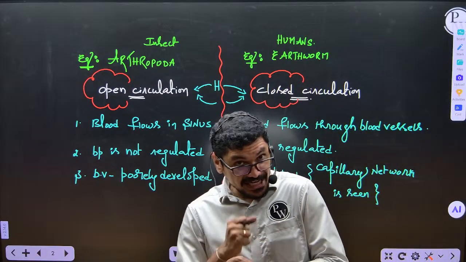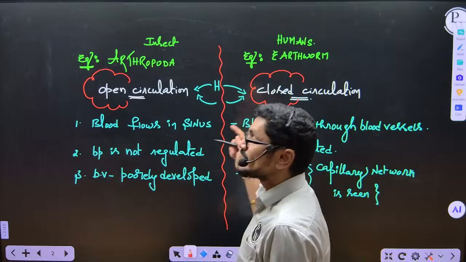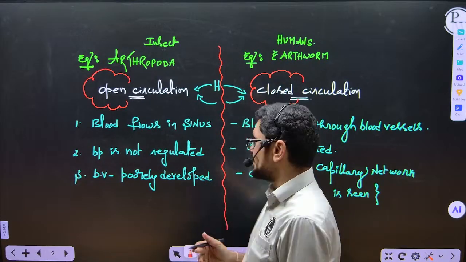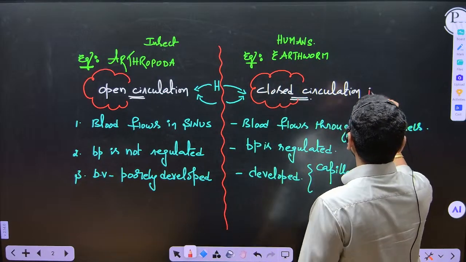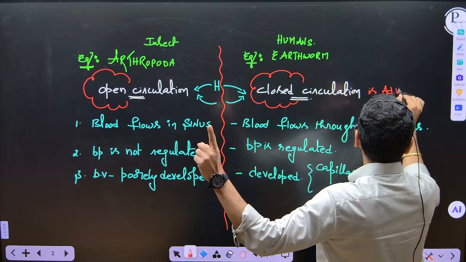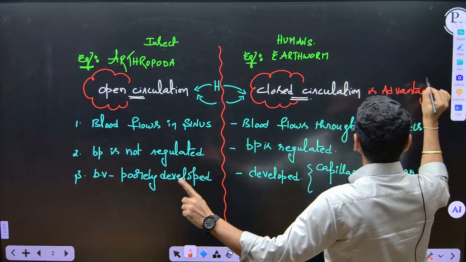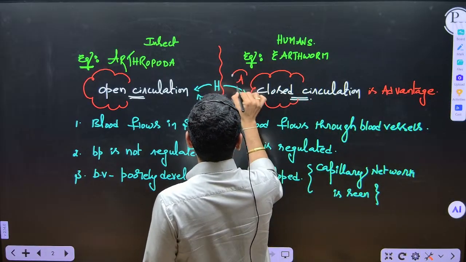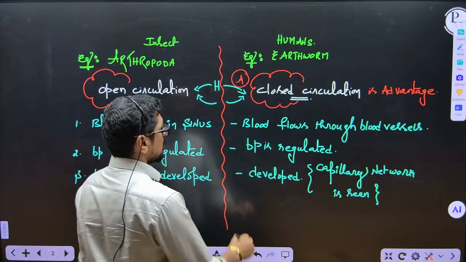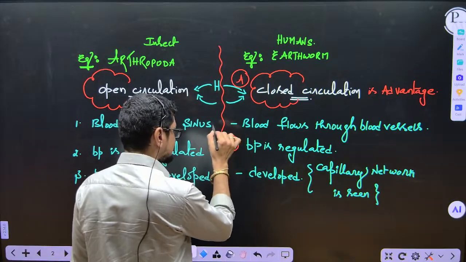Which is advantage for the organism? Closed circulation is advantage. Why? Because blood pressure is regulated. Closed circulation, I will tell once again, wait. Closed circulation is advantage. This is assertion. Closed circulation is advantage. Assertion. Reason: blood pressure is regulated.